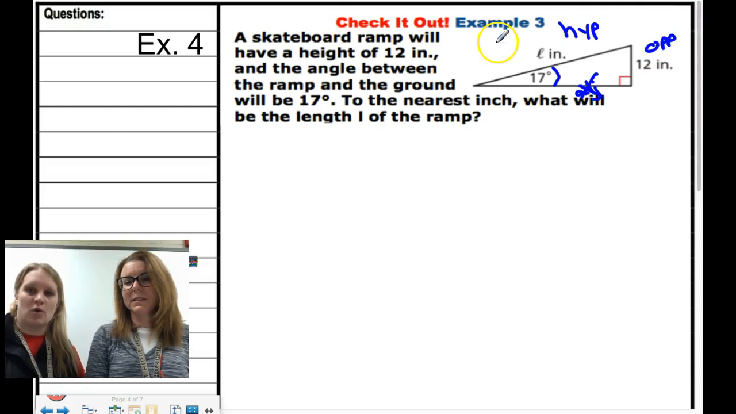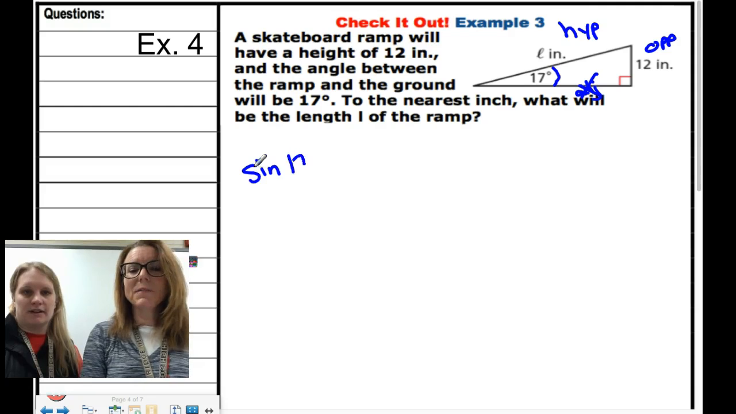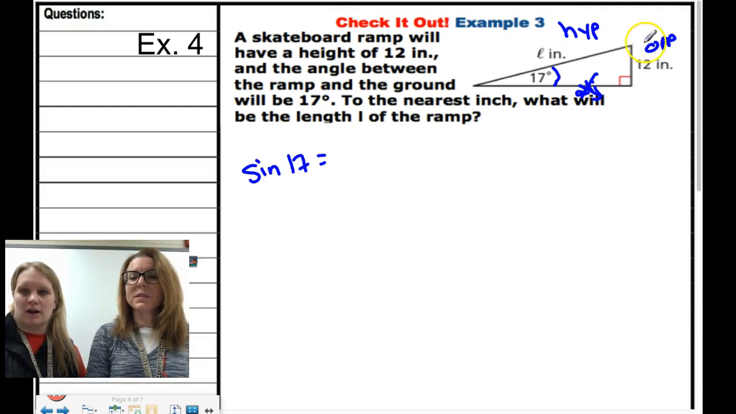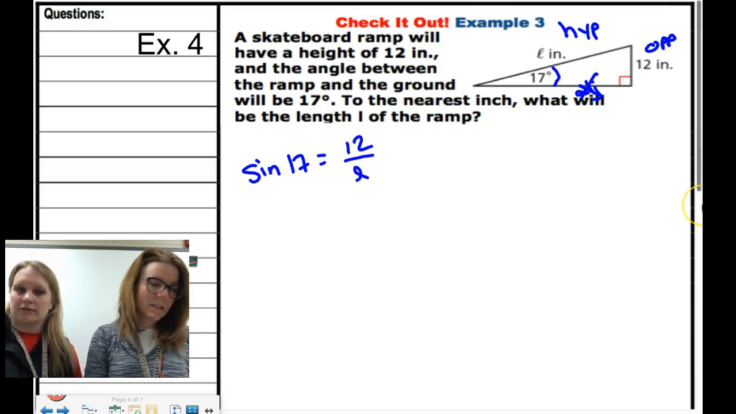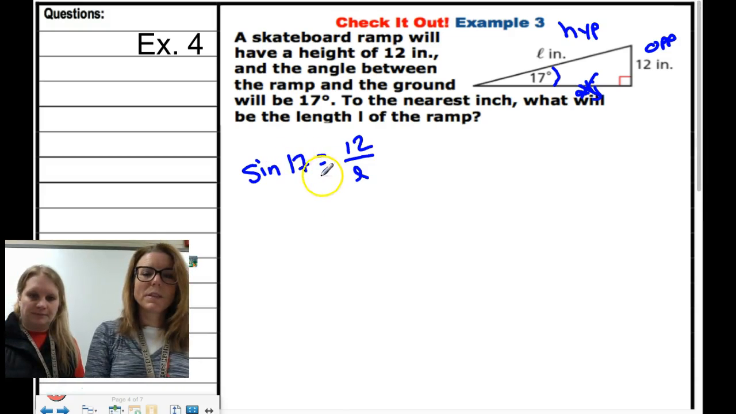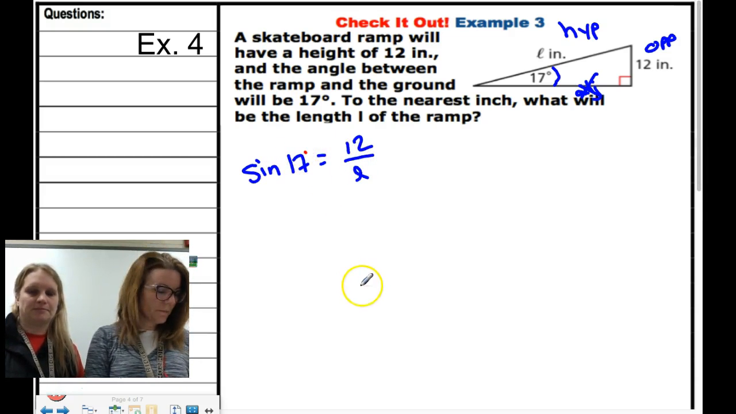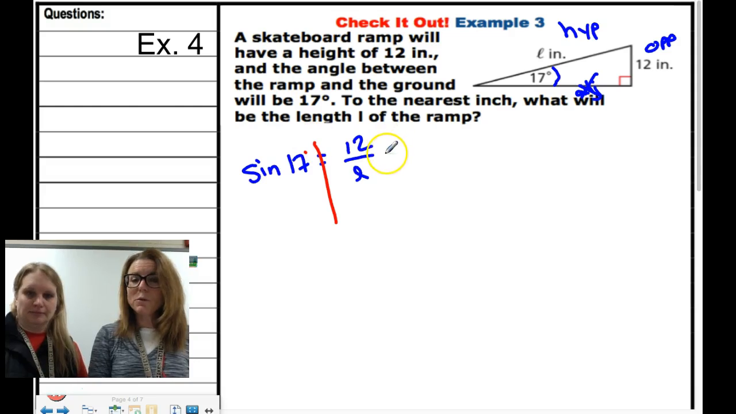So we're going to use SOH, which is sine. So the sine of 17 degrees equals our opposite, 12, over our hypotenuse, L. Now we have to solve. Do I put a little degree on that 17? Sure. So we multiply both sides by L.